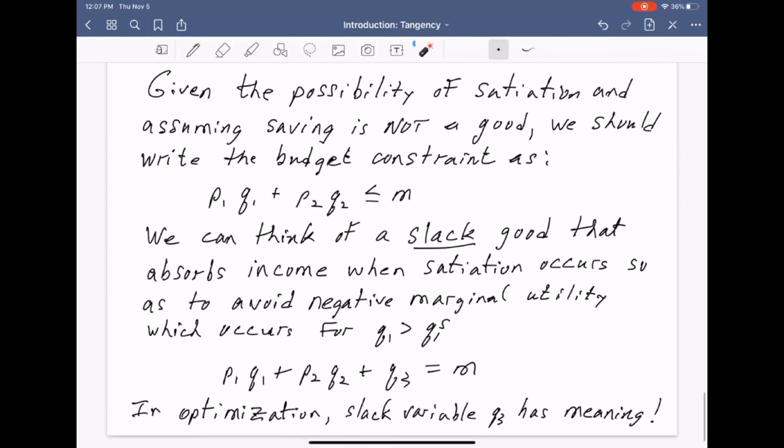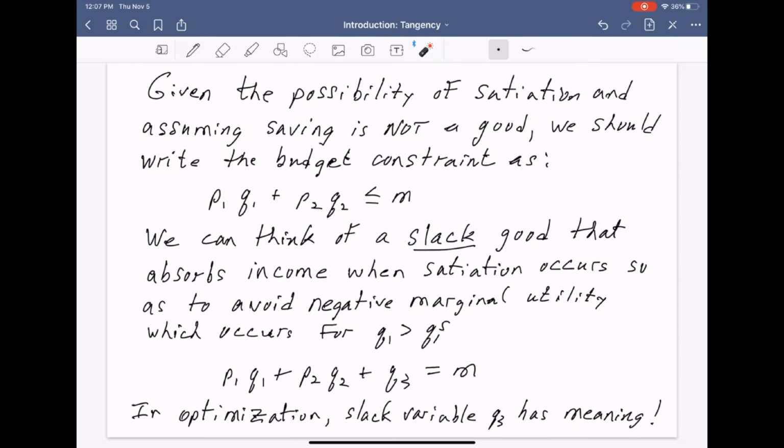Okay, now I'm going to end by noting that this Q3, this slack variable, has meaning, and it's a very important one when we're going to look at some linear programming a bit later in the course.